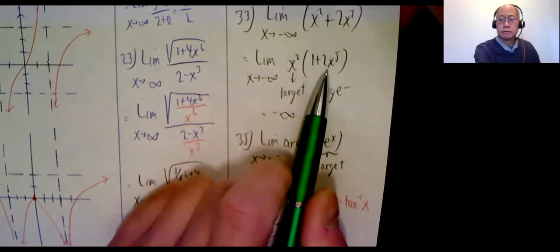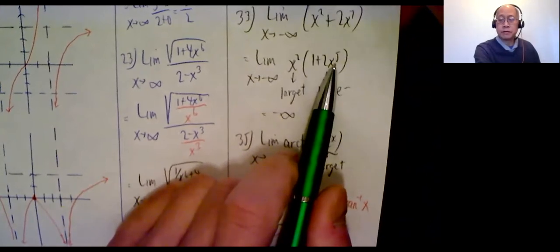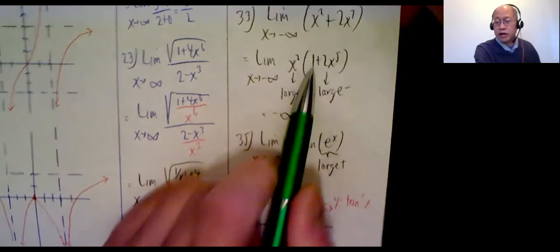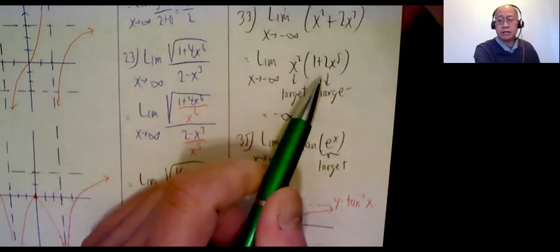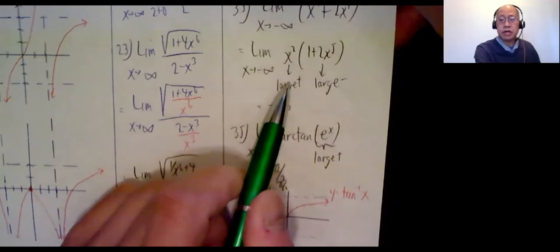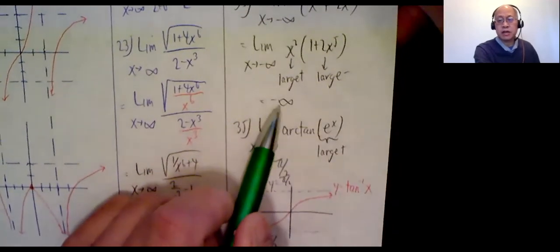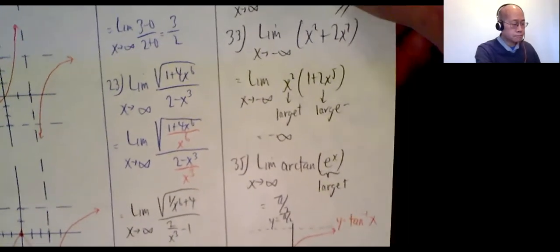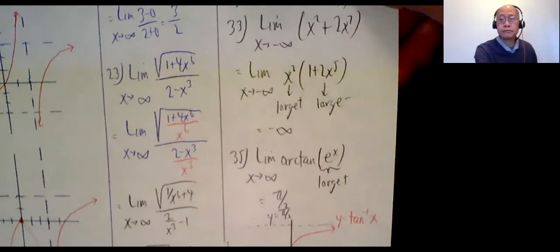Negative a million. Cube it, it's negative. Times 2 is negative. And then if you add 1, it's insignificant. It's basically a large negative. So what happens when you have a large positive times a large negative? You get a large negative. So the answer is negative infinity for 33.